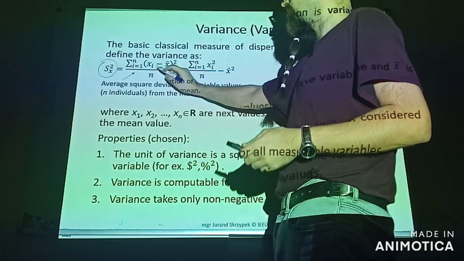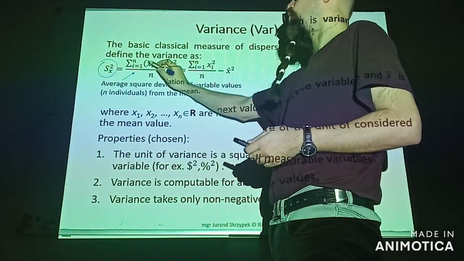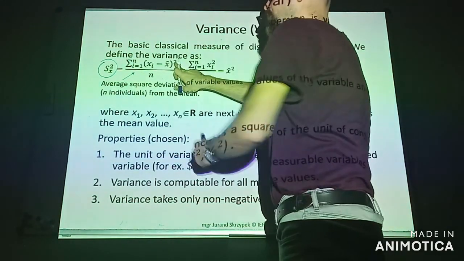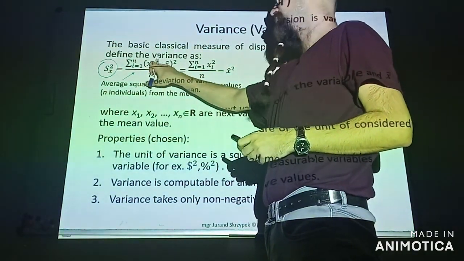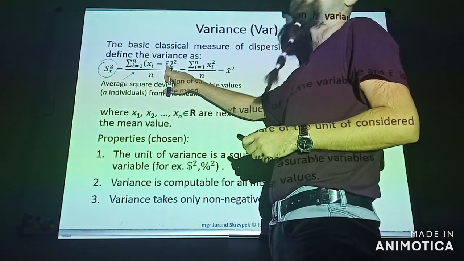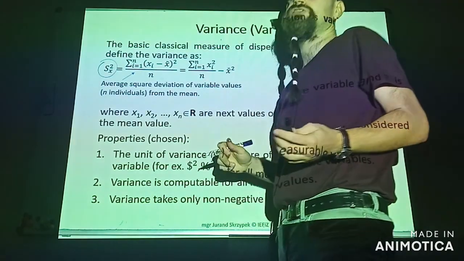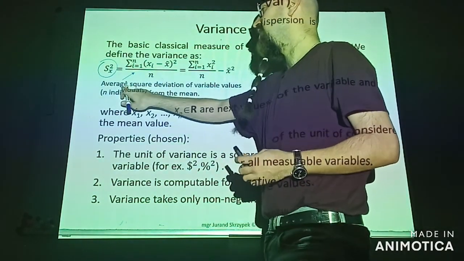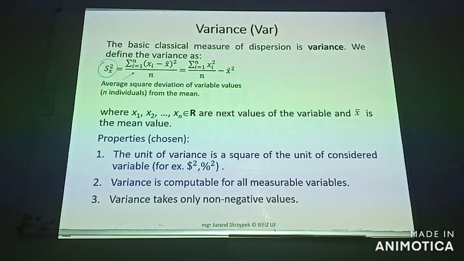The variance is the sum from i equal to 1 up to n of squared deviations of the variable values from the mean. And this sum is divided by n, so it means that here we have the average square deviation of the variable values from the mean.